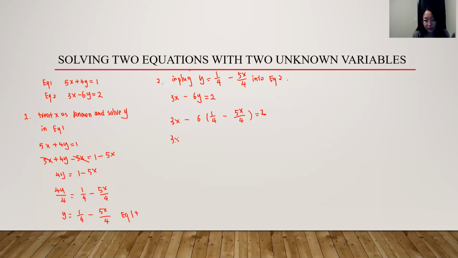And 3x minus 6 divided by 4 is 1.5. And minus a negative number is plus. And 6 multiplied by 5 divided by 4 is 7.5x, equals 2. 3x plus 7.5x is 10.5x. We try to get rid of this 1.5 by adding 1.5 to both sides of this equation.